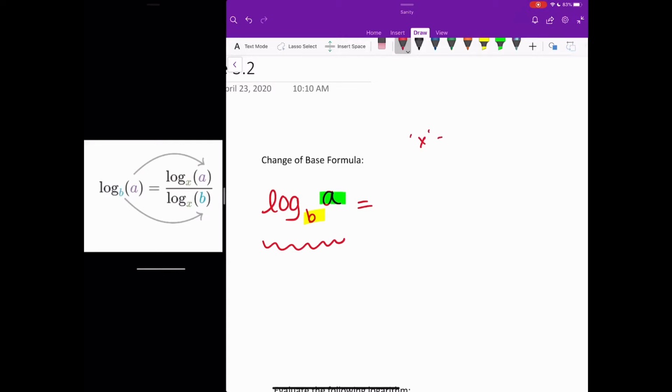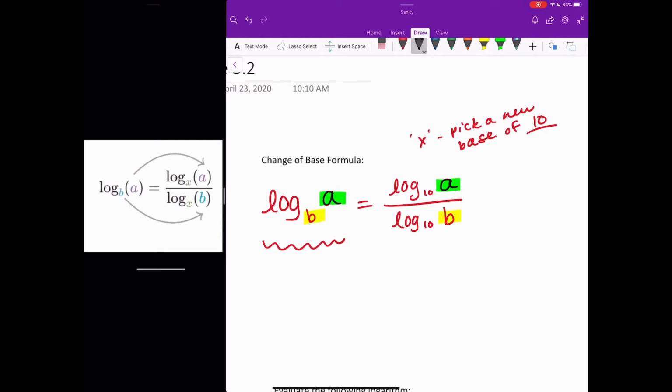So I'm going to say x, pick a new base, and since our calculators work really well with base 10, and we want to use our calculators to make it easy, we're pretty much always going to choose a base of 10. So log base b of a is equal to log base 10, or base x if you pick a new base, of a, that number right here, divided by log base 10 of b, our original base from the original logarithm.